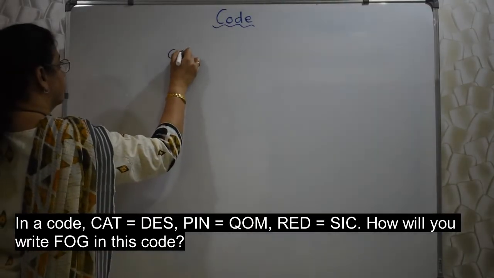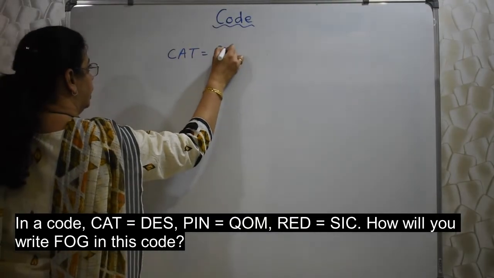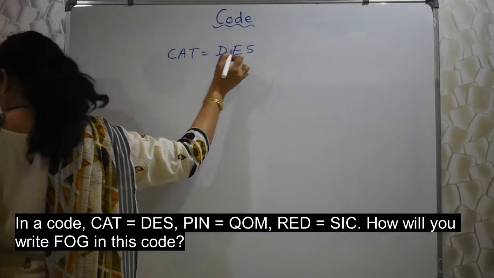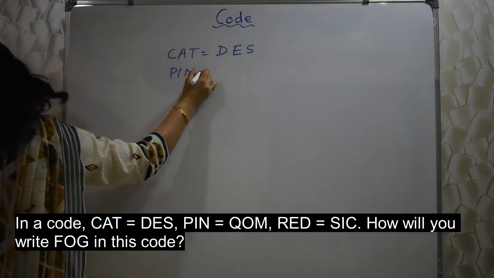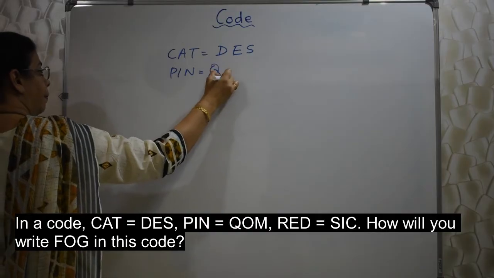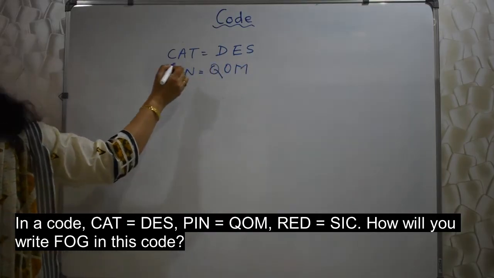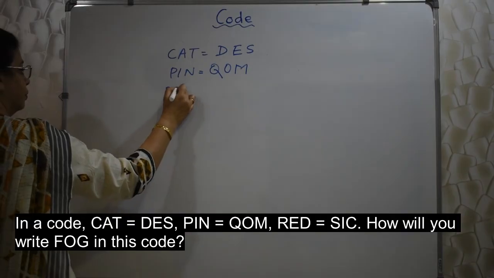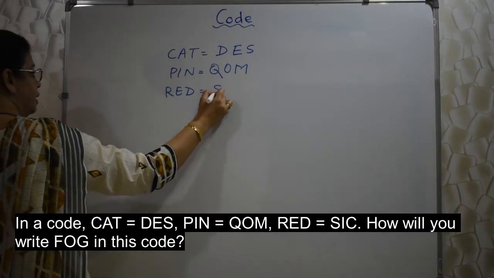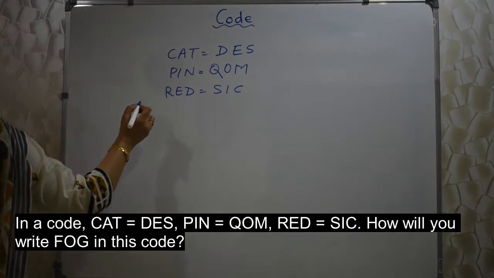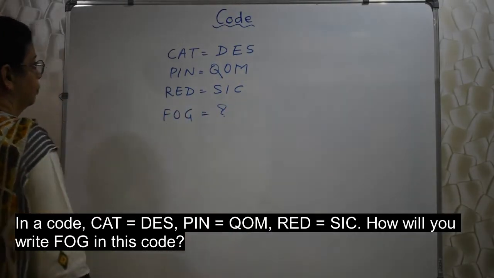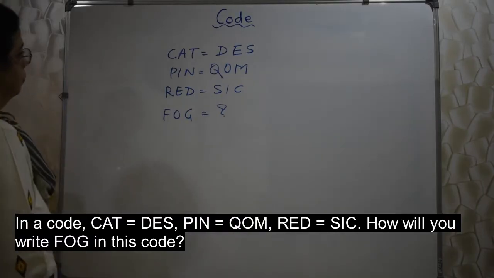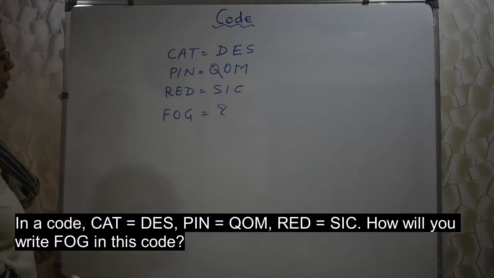CAT is equal to DES. PIN is equal to QOM. RED is equal to SIC. How will you write FOG? Observe. It is somewhat similar to our first question.